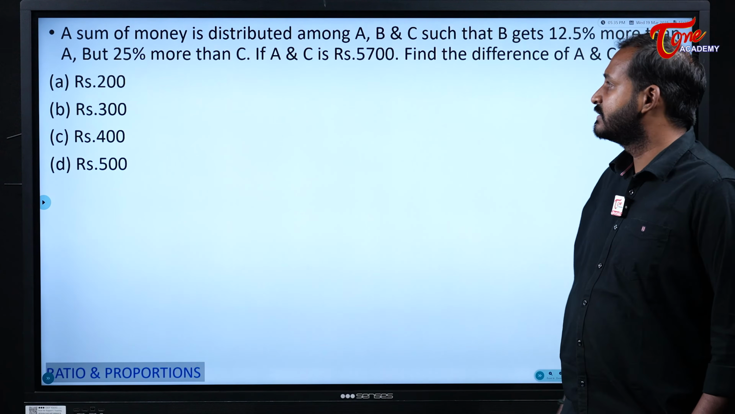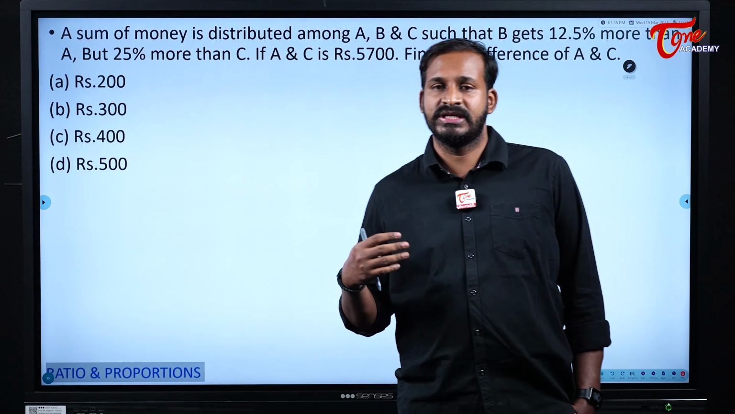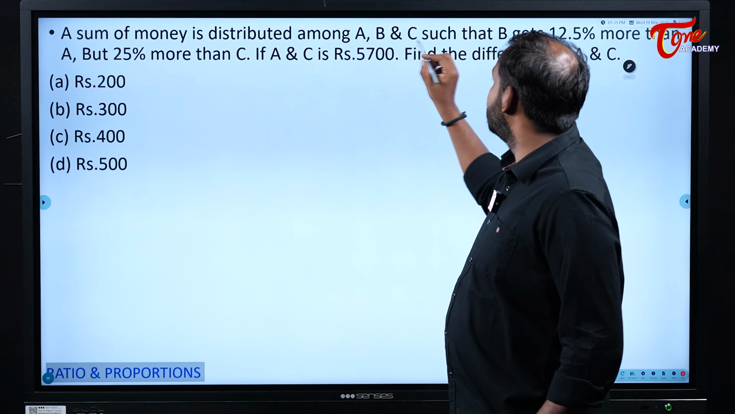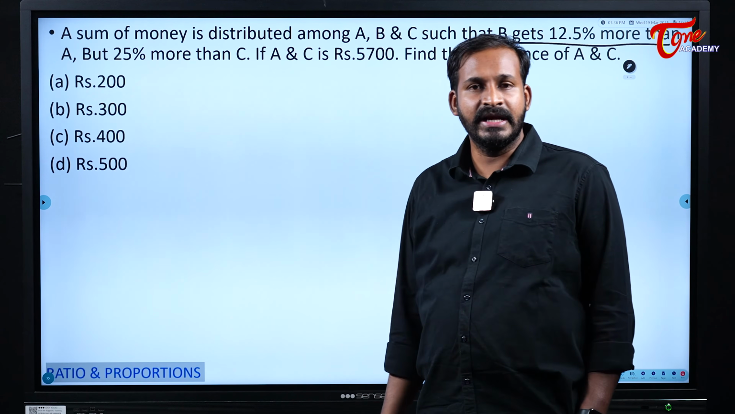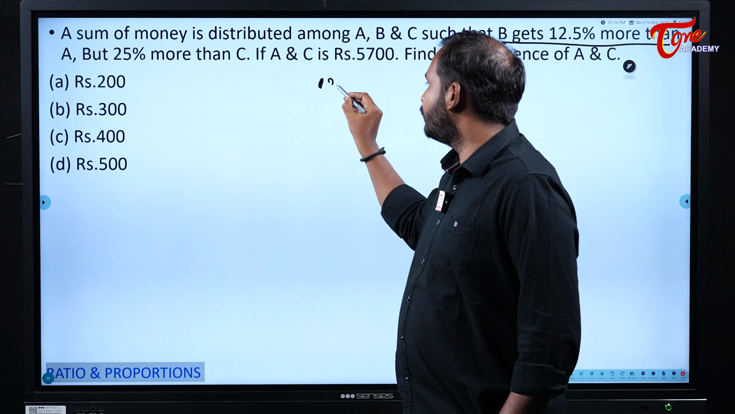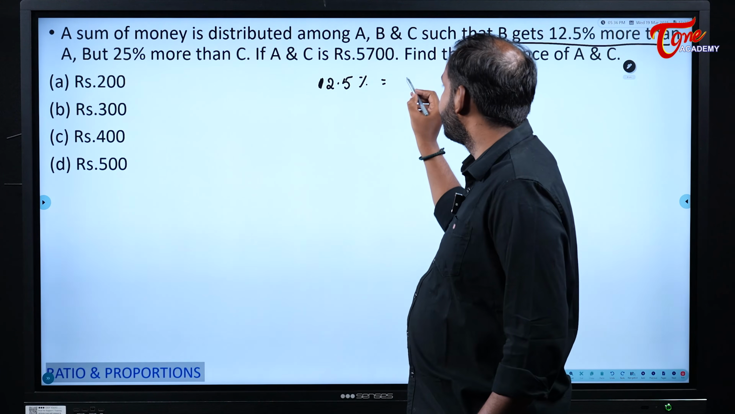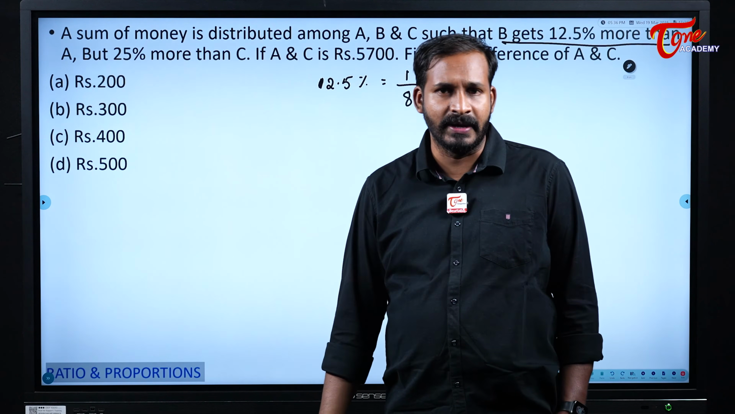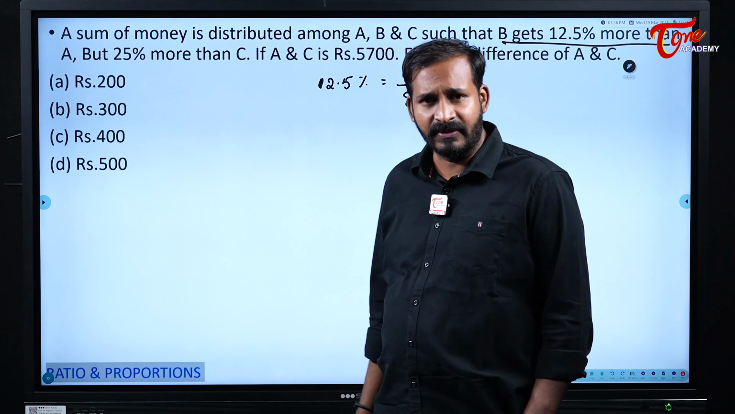Now see here students. Here they have given us the relations. We will take the help of joining of ratios. Sir, how can we apply the joining of ratios concept to this one? Please observe here. They have given us the relations here. B gets 12.5% more than A, right? So that means, please observe here, 12.5% is equal to what? 1 by 8. While discussing profit and loss and percentage, we came across these type of things.